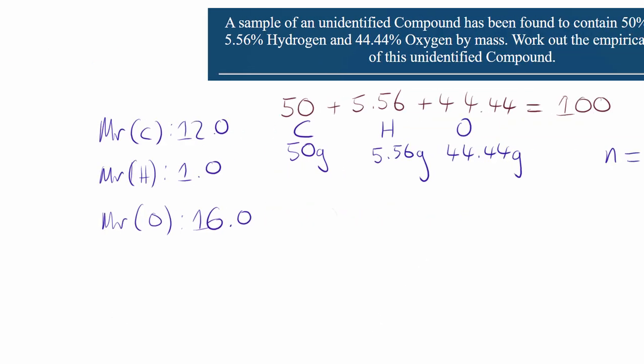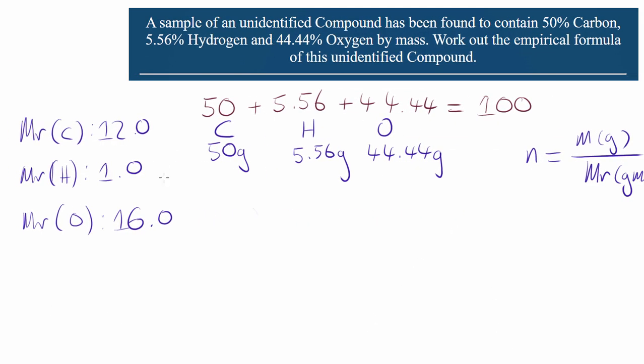Okay, so now we've got the molar masses. We're simply going to divide these by their respective molar masses: 50 divided by 12, divide this by 1, divide this by 16. Having done that, what do we get? I'm going to do these to 5 decimal places.